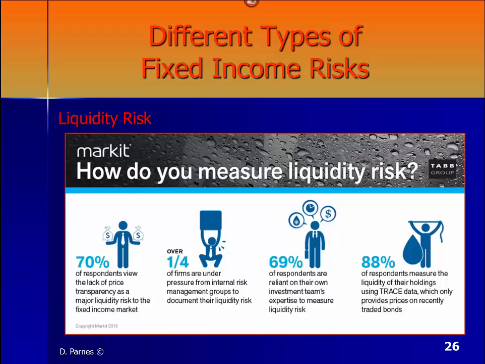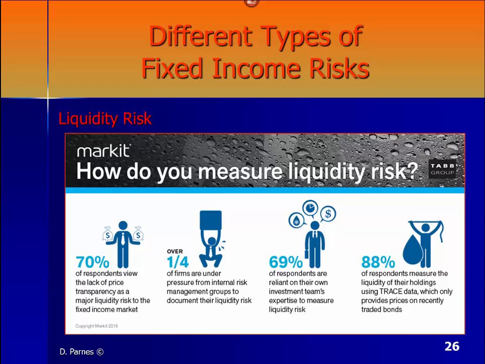So here is a little information taken from Markit. Markit is a source of database for bonds that we as faculty use quite often whenever we do research about bonds, okay? So let's understand how people grasp the idea of liquidity risk. It may surprise you, but in this survey that was taken by Markit, 70% of investors believe that the lack of price transparency is a major liquidity risk to the fixed income market.